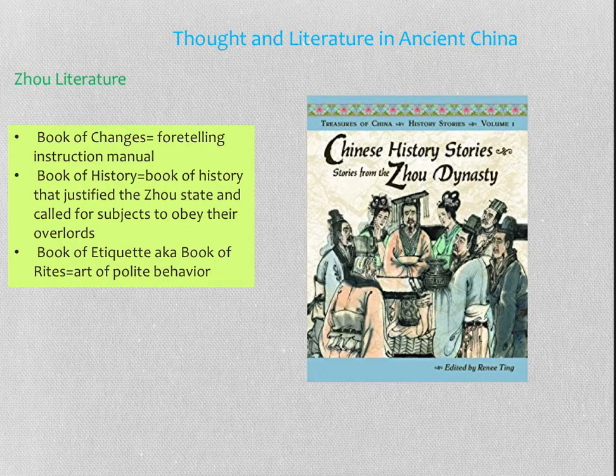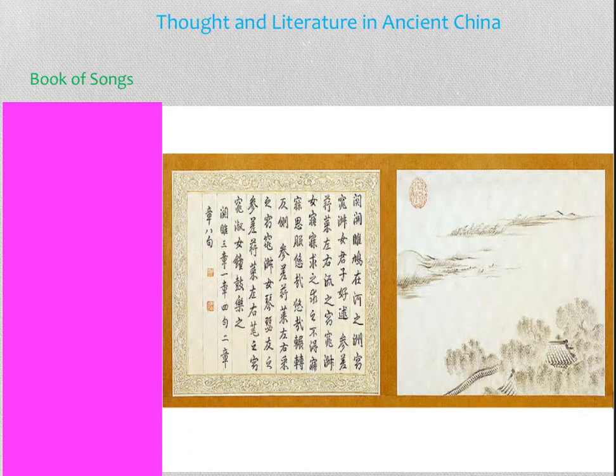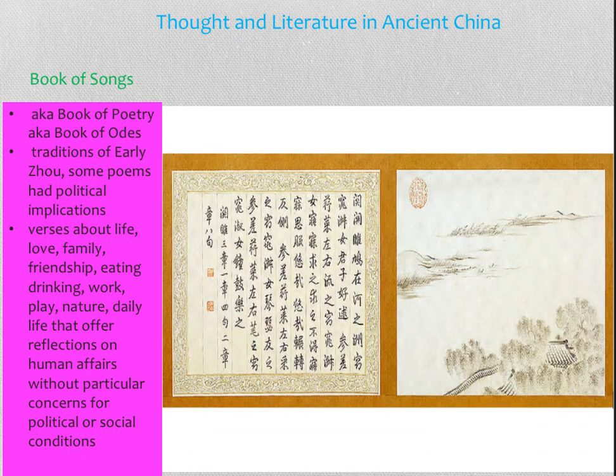So these were popular books. One of the other popular books that you see is called the Book of Songs, also known as the Book of Poetry or the Book of Odes. Pretty much this just talked about life, love, family, friendship, reflecting on who you are with human affairs. And there was no concern for politics or social conditions. It was just kind of a reflection.